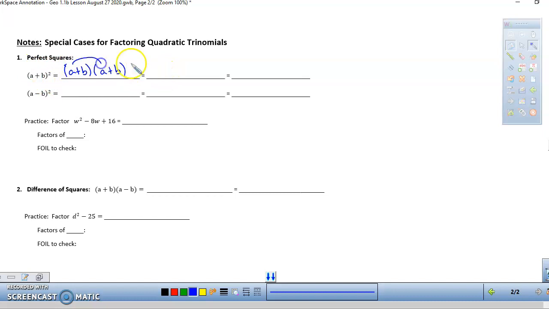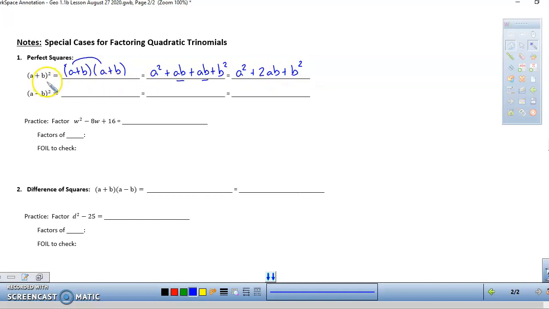So a times a is a squared. A times b is a times b. B times a, I'm just going to write that the same as a times b, and then b squared. Okay, these are like terms. They have the exact same variables to the same power. So I can add those together, combine like terms. So I have ab plus another ab, which means there are a total of 2ab plus b squared.